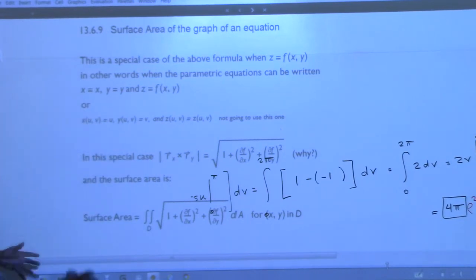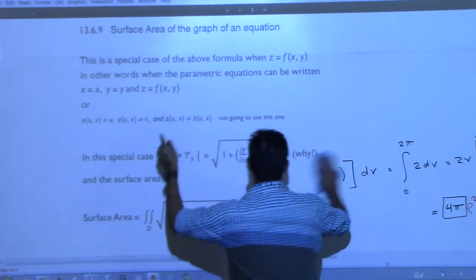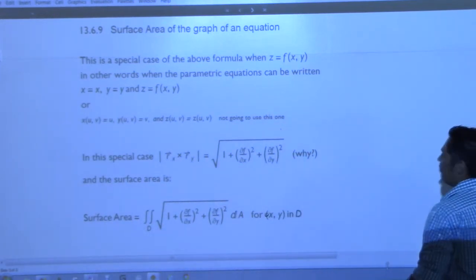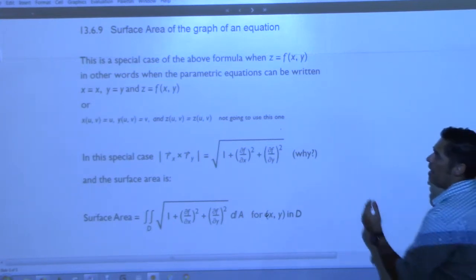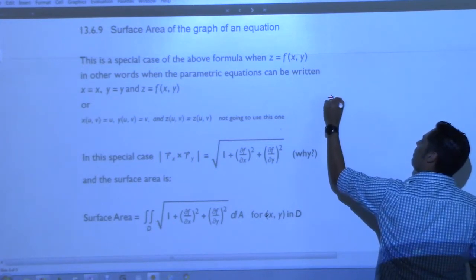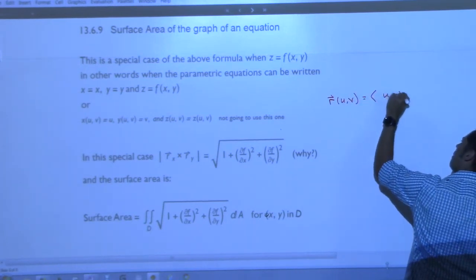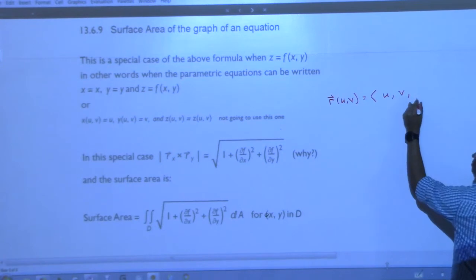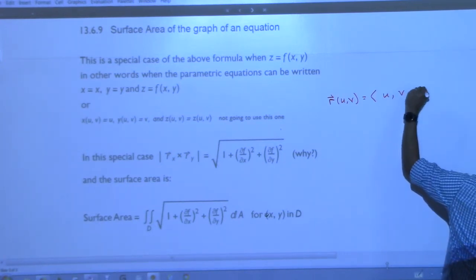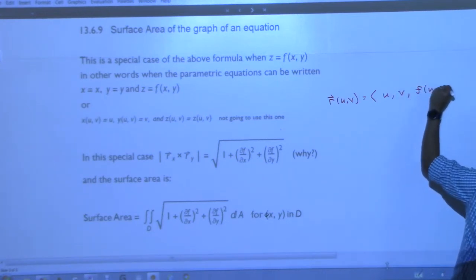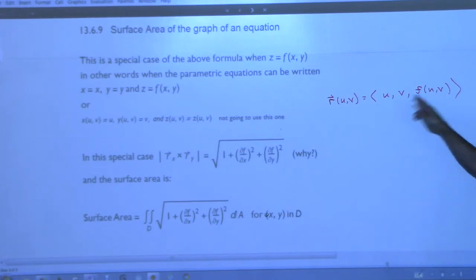Then what happens is, and we're not going to go through all the arithmetic of this, but if you do the partial derivatives, well, maybe we will. It's not that hard to do. What we're saying is that our r of u, v will now be u, v, and then this one, what do we, g? I use f, so f of u, v. So it's like the x, y, and then here's your z as a function of those two variables.